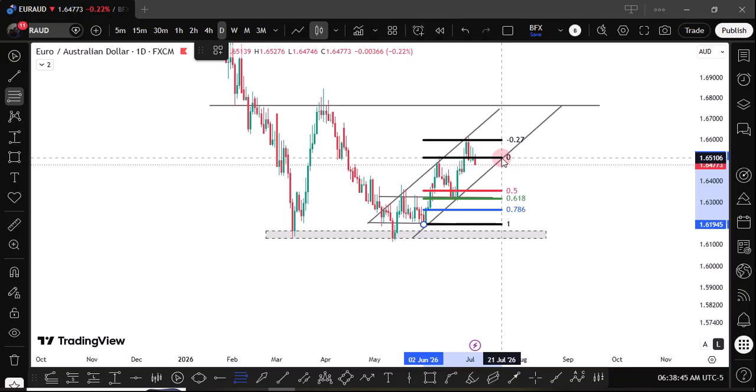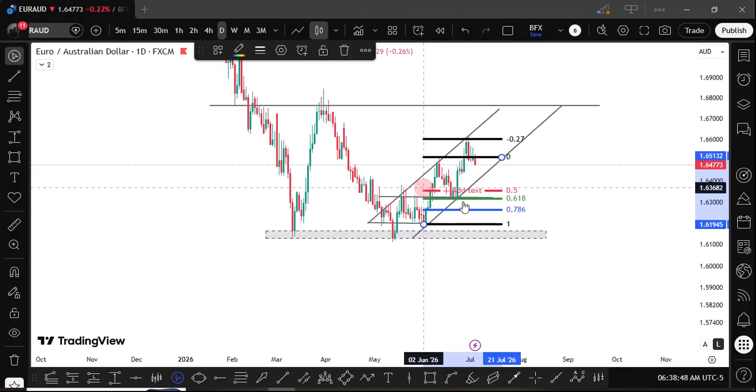You can see 61.8. You can see confluence around here. There's a support there, trend line is there, then Fibonacci 61.8 is there. So this is the trade that we took to the upside. This is our trade.